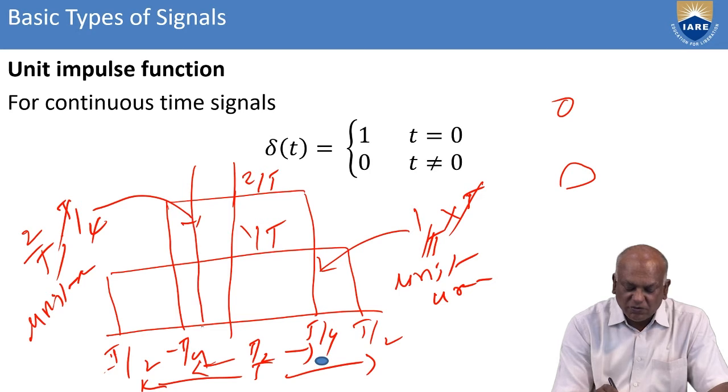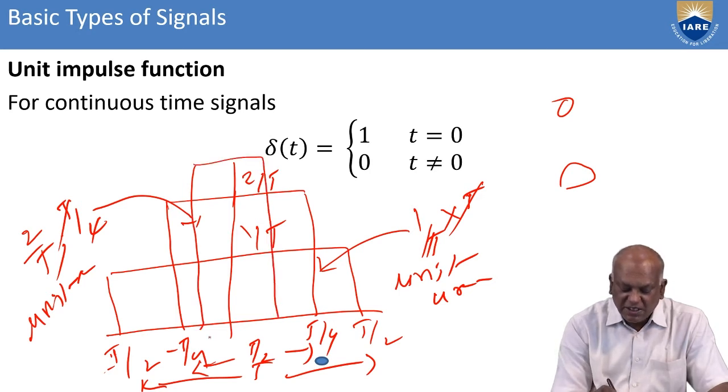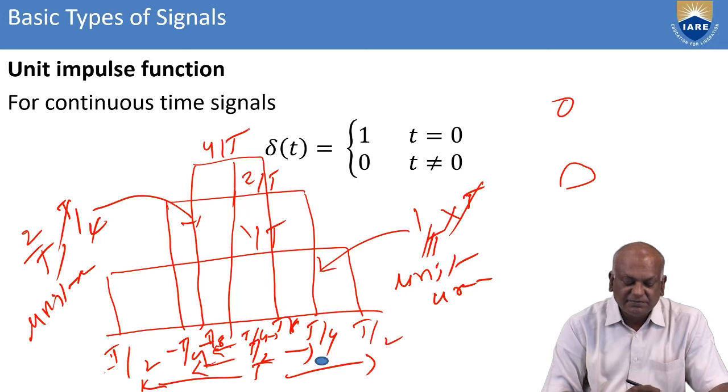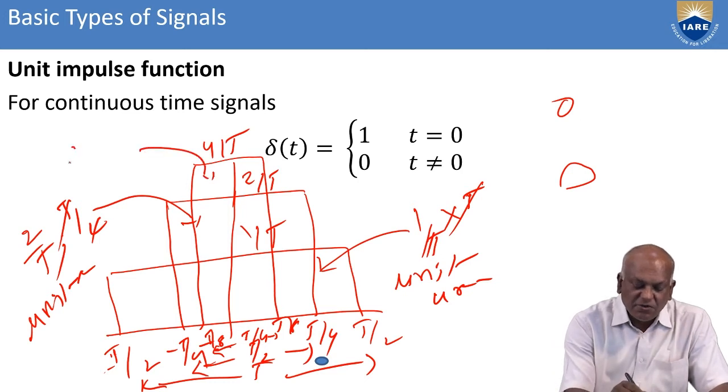Similarly, I take one more pulse like this, from minus T by 8 to plus T by 8. The width is equal to T by 4 and the height is equal to 4 by T. Again, this area becomes a unit area.